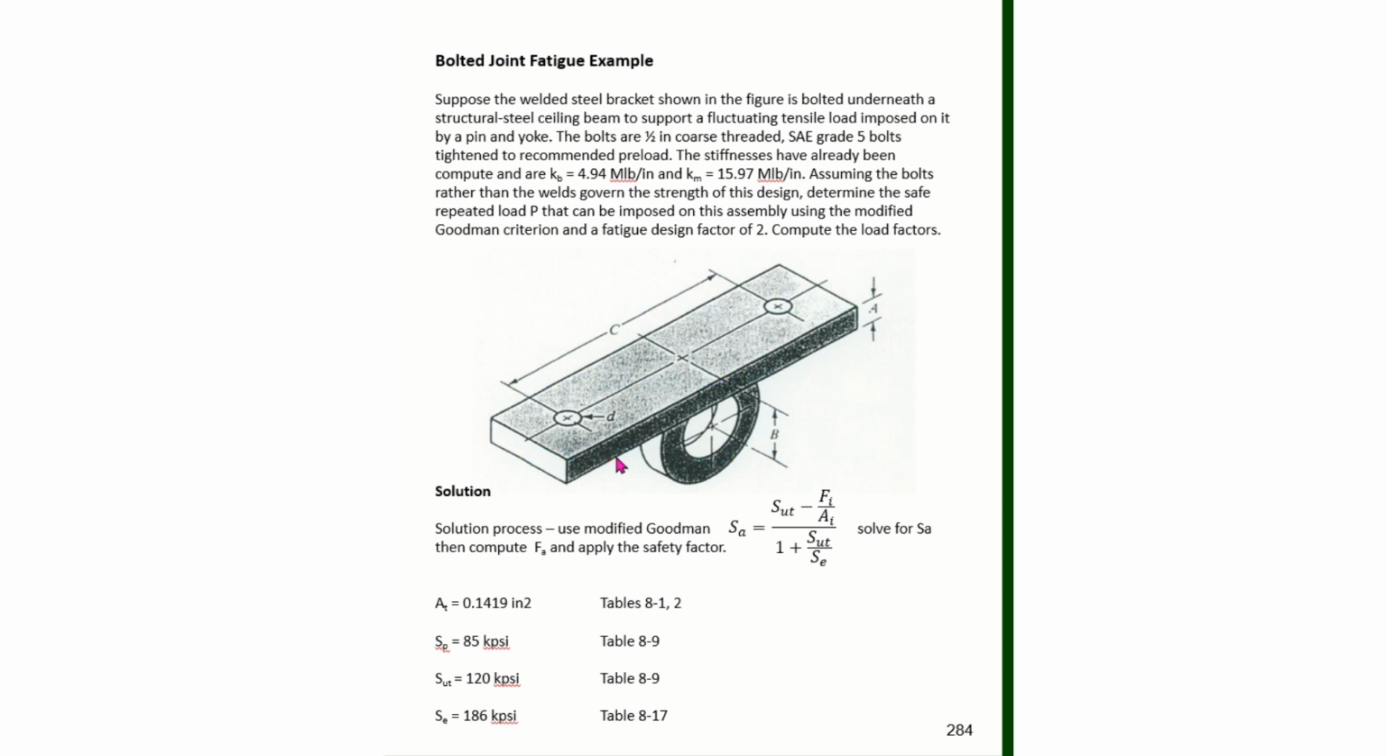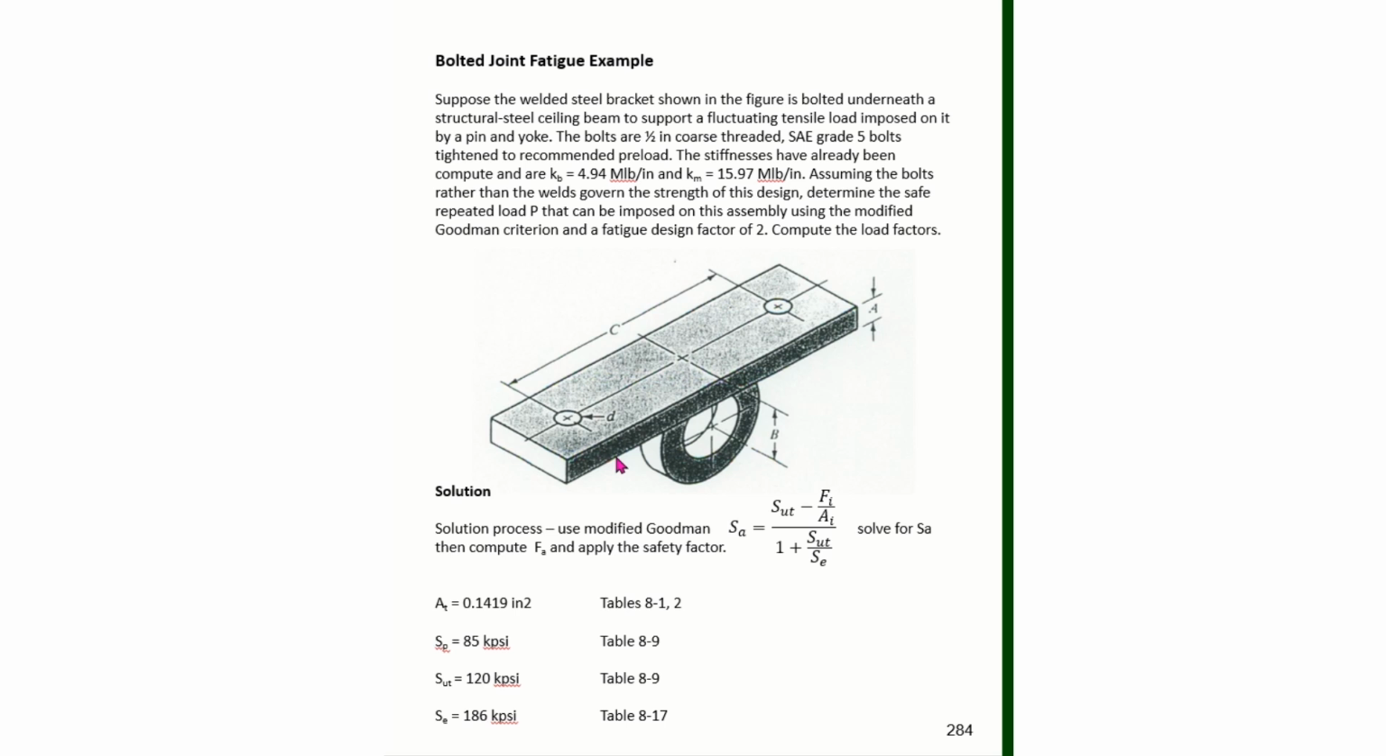The stiffnesses have already been computed and are KB and KM. Assuming the bolts rather than the welds govern the strength of this design, determine the safe repeated load P that can be imposed on this assembly using the modified Goodman criterion and a fatigue design factor of 2. Compute the load factors.